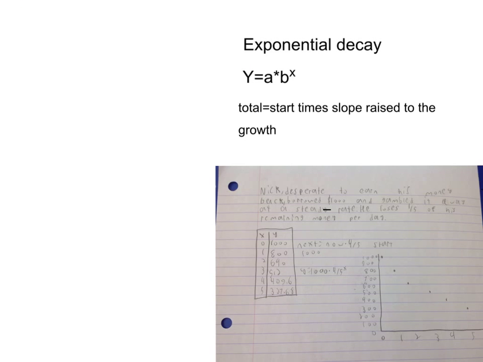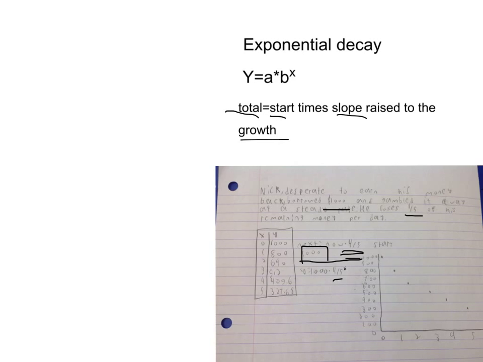Nick now has $1,000 and is losing a fifth every day. To show this, you do next equals now times 4/5 to get to the remaining amount instead of 1/5, still at 1,000 again. Also shown as y equals 1,000 times (4/5)^x, y being total, 1,000 being the start, 4/5 being slope, x being growth.